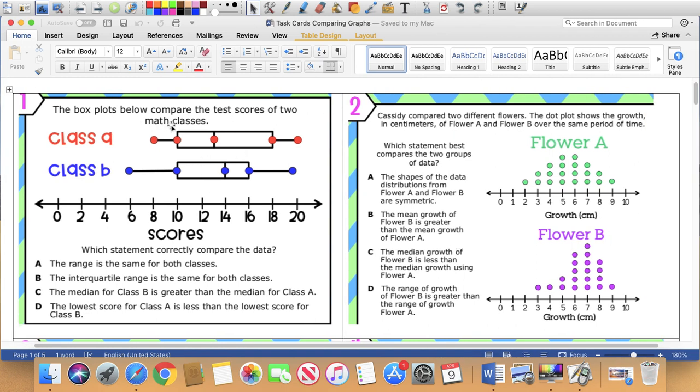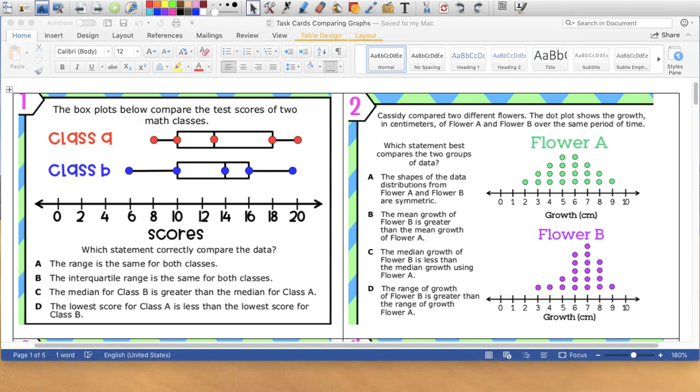So number one, the box plot below compares the test scores of 2 math classes, right? We're looking for which one correctly compares the data, so you need to go one by one. The range is the same for both classes. Well, the range for this class is about, it's not even a 20, it's like 19. So 19 minus 6 is 13. And the range for this one is 20 minus what? This is 8? That's 12. So that's not true. They're not the same.